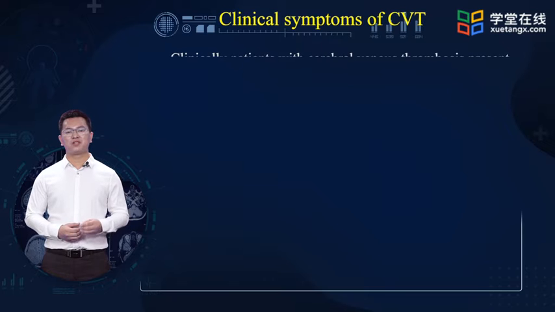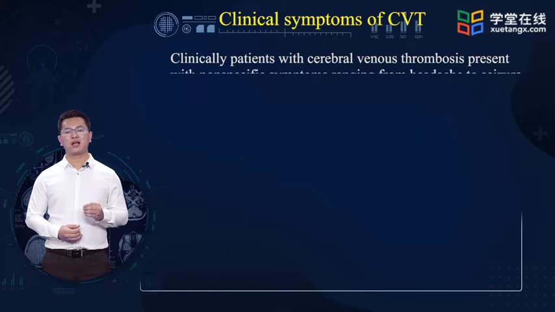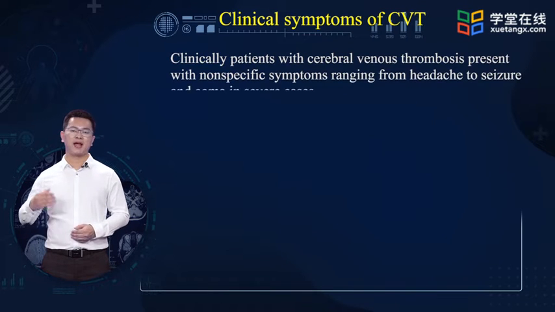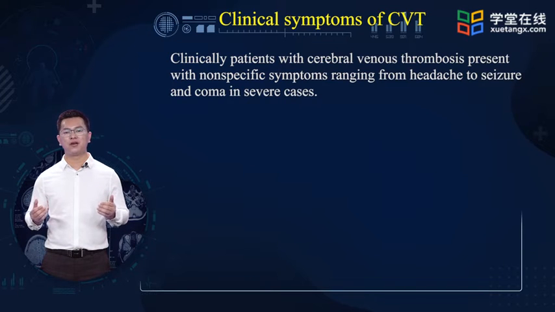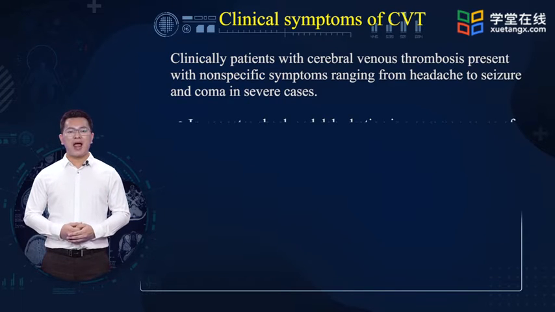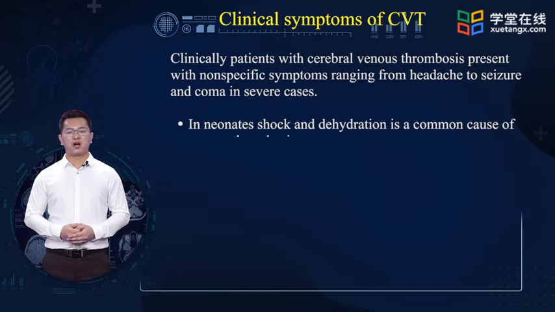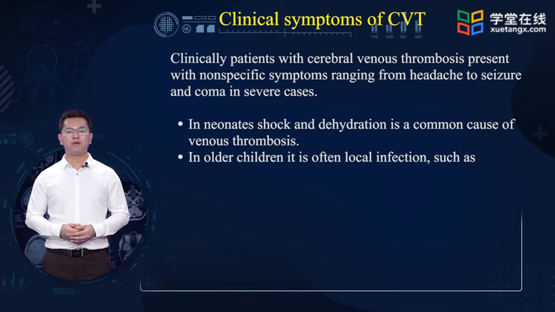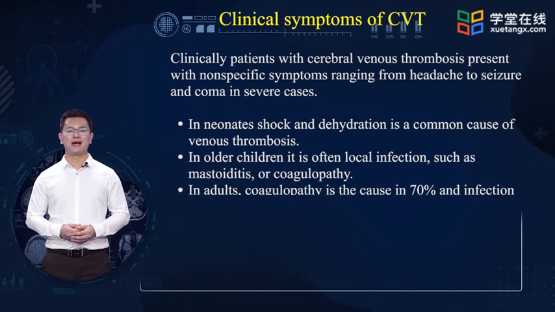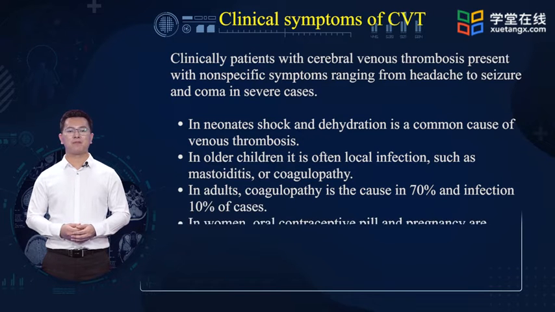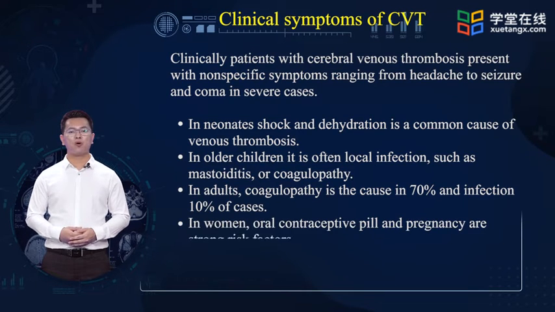Clinically, patients with cerebral venous thrombosis present with non-specific symptoms ranging from headache to seizures and coma in severe cases. In neonates, shock and dehydration is a common cause of venous thrombosis. In older children, it is often local infection such as mastoiditis or coagulopathy. In adults, coagulopathy is the cause in 70% and infection 10% of cases. In women, oral contraceptive pill and pregnancy are strong risk factors.